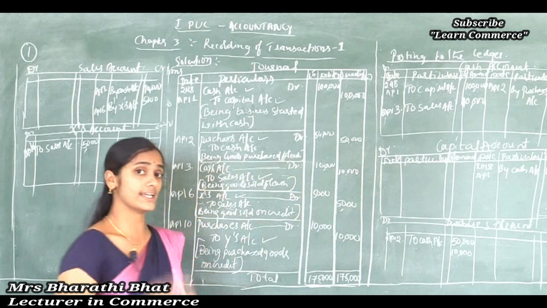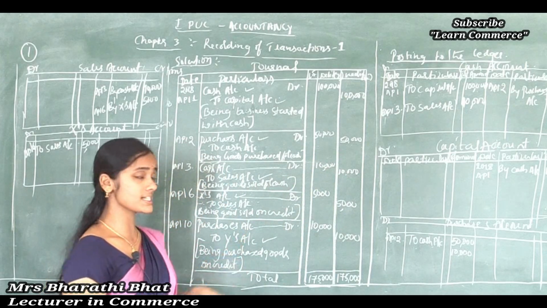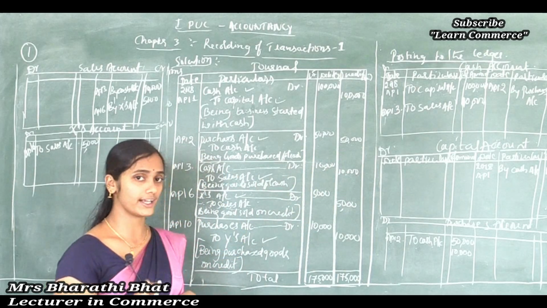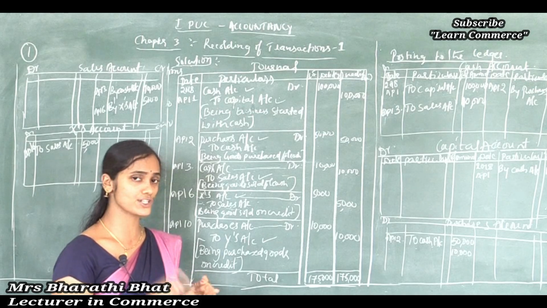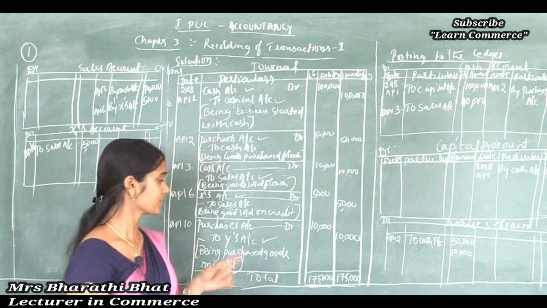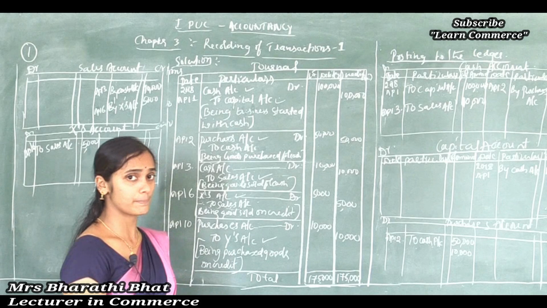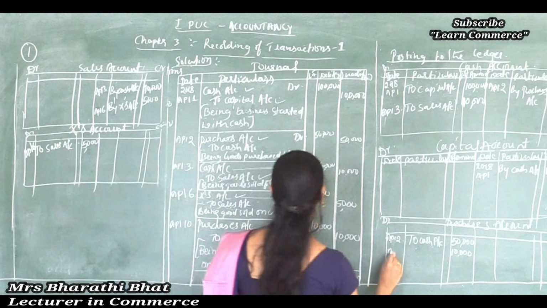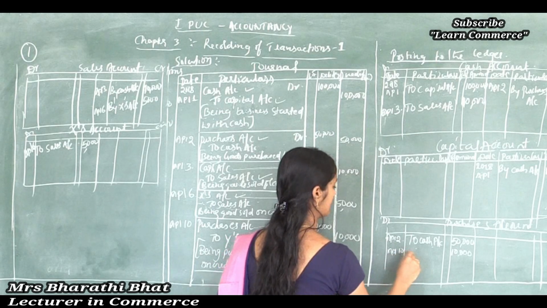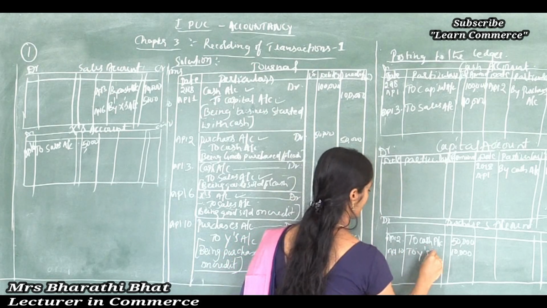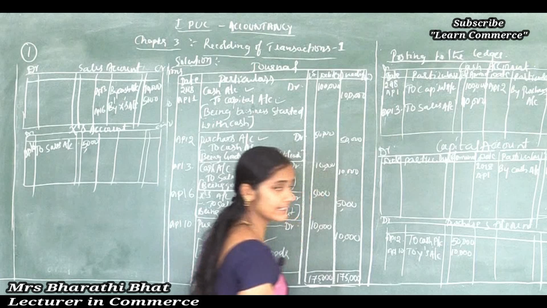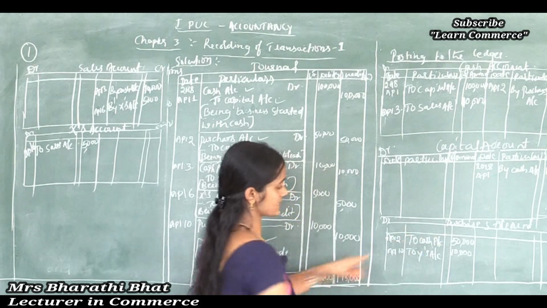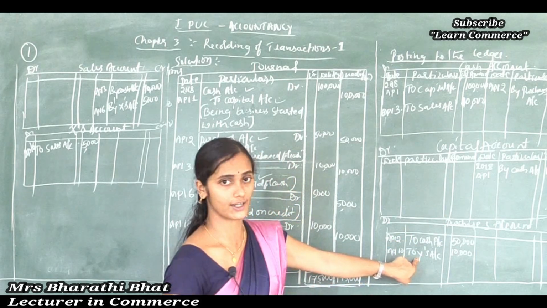Clear? And the next step, purchases is affected by which account, whether cash or any person. Here a person name is mentioned, person name is given. So to Y's account, April 10, to Y's account. Clear? So purchases account debited to Y's account.